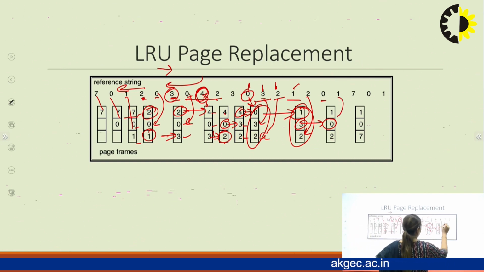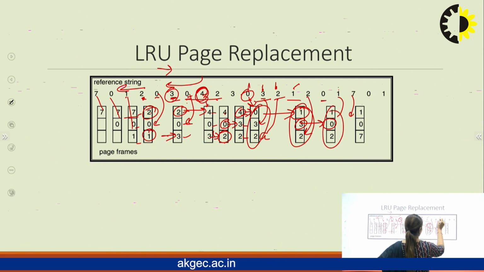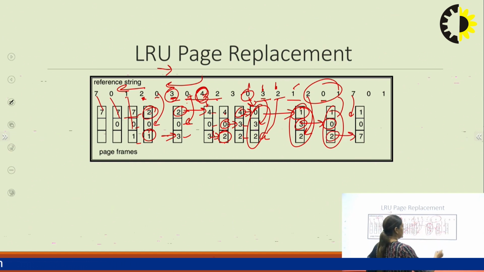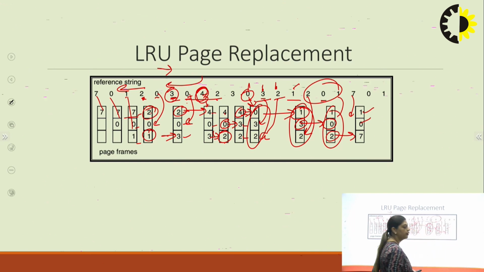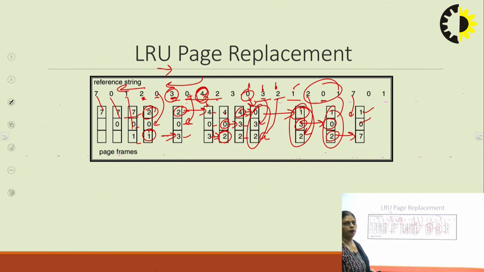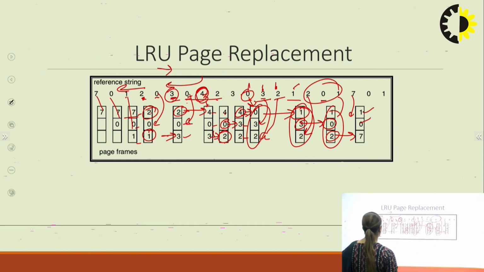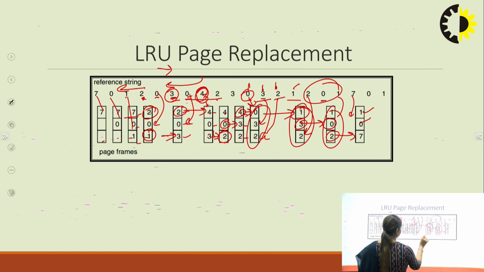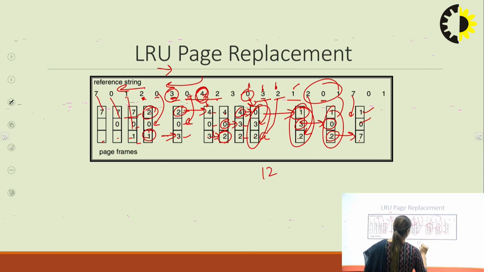1 is already there. 7 is to be inserted. 1, 0, 2, which is farthest, 2. Replace 2 with 7, right? 0 already there, 1 already there. So this way you have to perform least recently used page replacement algorithm. You can count the page faults: 1, 2, 3, 4, 5, 6, 7, 8, 9, 10, 11, 12. 12 page faults.